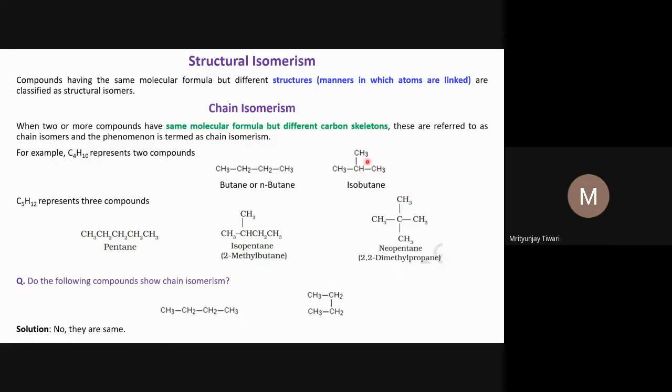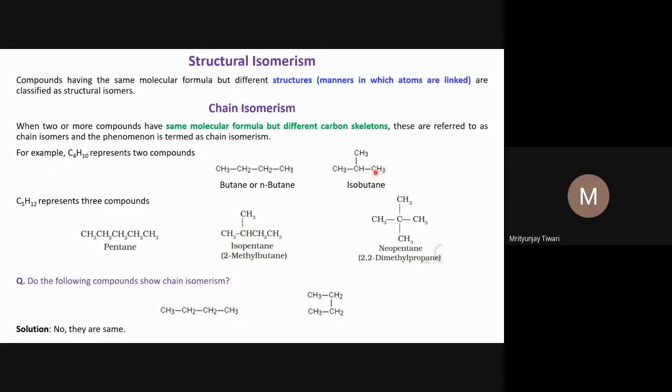You can see the number of carbon atoms in these two compounds is the same, and the number of hydrogen atoms is also the same, but what you see here is that the chain length is different. The longest chain is different. Here it is 4 carbons, here it is 3 carbons. And this is how we will see: we'll start from one end and go to the other end and find the longest carbon chain.